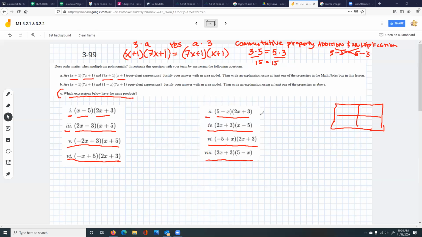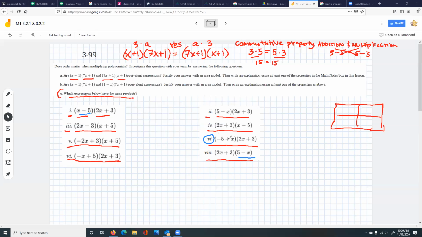Okay, so let's match the ones that are the same. Some of these have matches and some of them don't. I noticed, let's see, 2x plus 3. These are not the same, right? 5 minus x is not the same thing as x minus 5. You can't switch those around. So those are not the same. But I remember this one was the same as one of the other ones. Which one does this go with, guys?